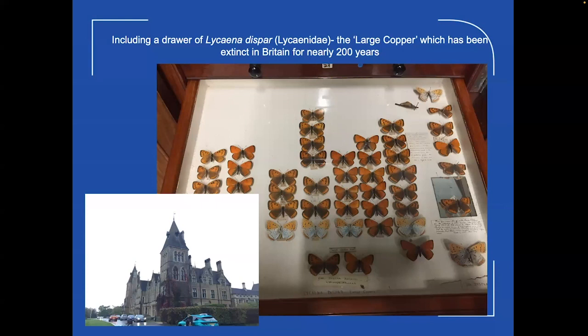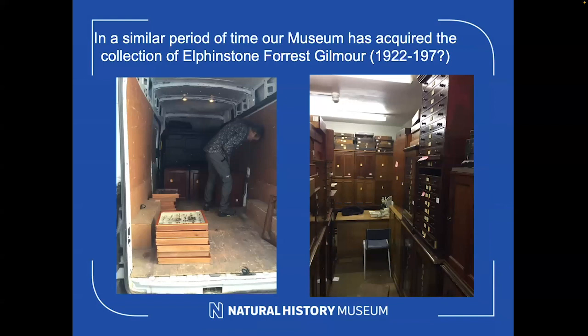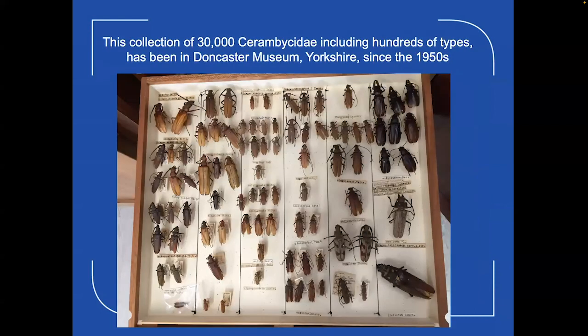Natural History Museum. Similarly, we picked up the collection recently of Elphinstone Forest Gilmore, who was born in 1922. Gilmore is very interesting. I'm going to write a paper about him shortly. He left his collection in Doncaster Museum in Yorkshire, and this consists of about 30,000 longhorn beetles or cerambycids. Gilmore is also famous for being one of the only people to spend time in prison for stealing insect specimens from museum collections. He spent 3 months in prison in the 1940s, and then he became the director of Doncaster Museum.